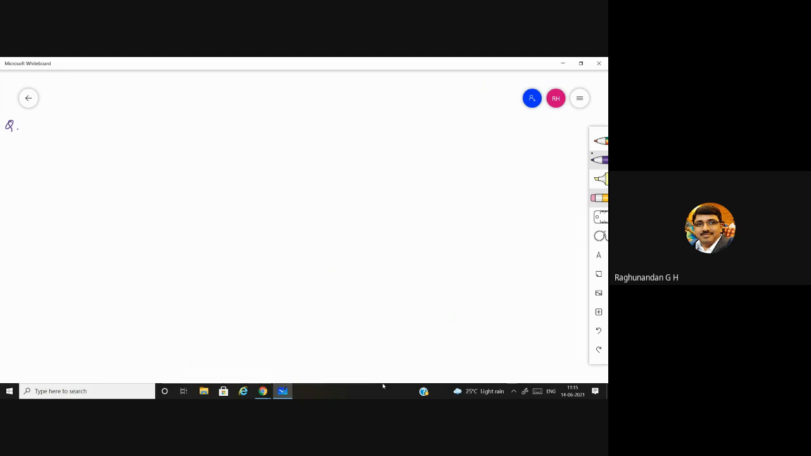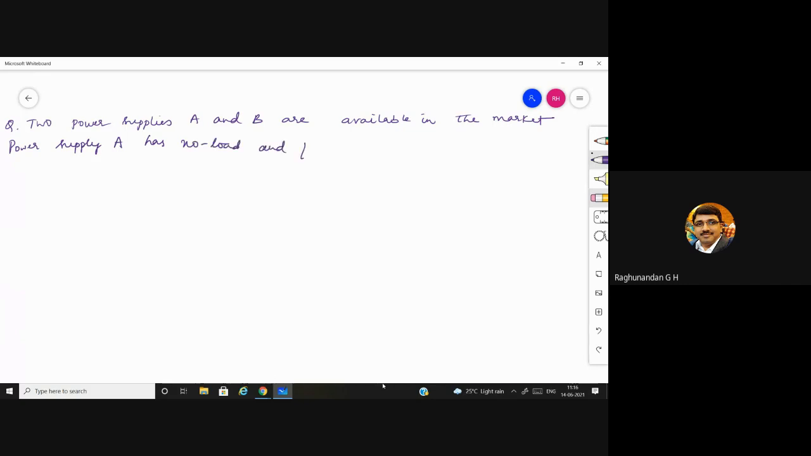So next one, two power supplies A and B are available in the market. These are the kind of innovative questions, or case study kind of questions, which you will be getting for your test.